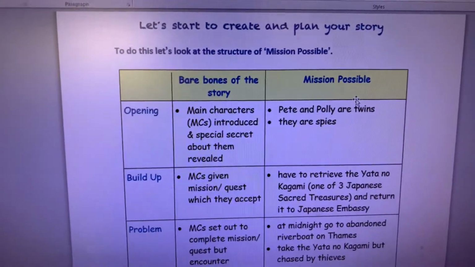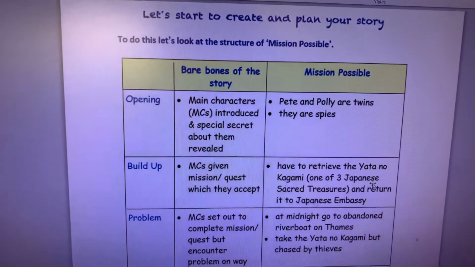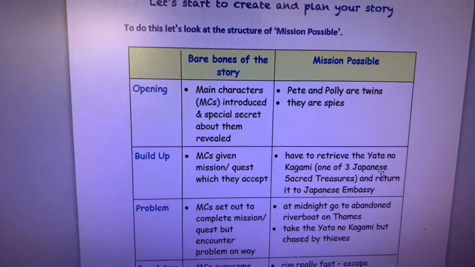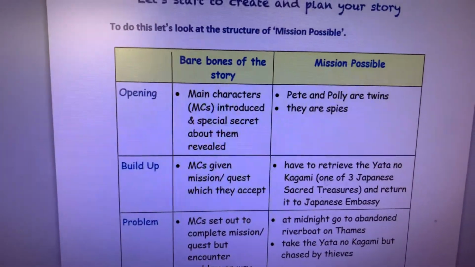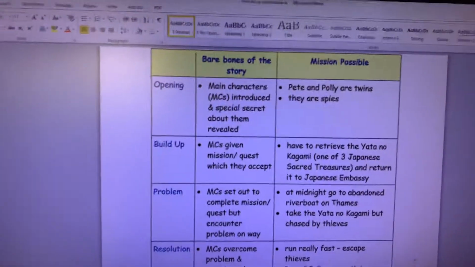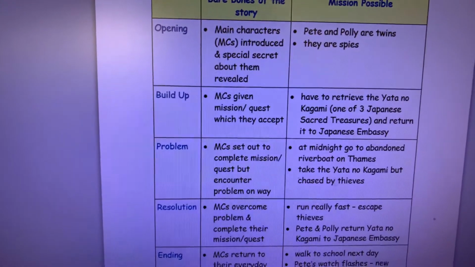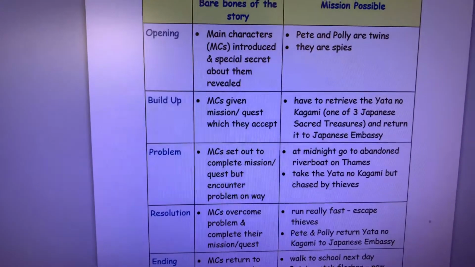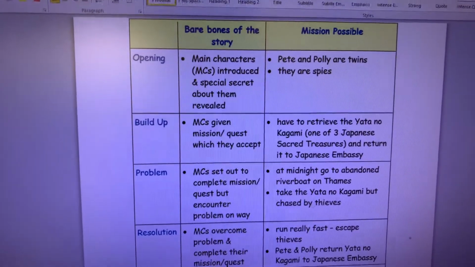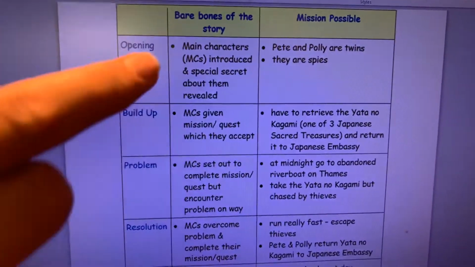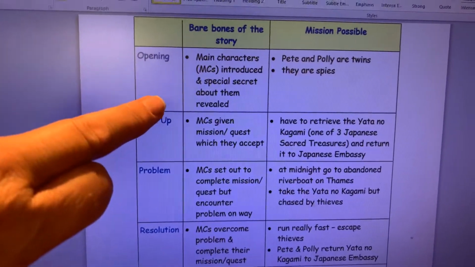So here we go. First of all, this is how sometimes you can box up ideas about stories. If I show you this one, okay, with a story you always need an opening first, a build up, a problem, how that problem is resolved, and what happens at the end. So when you have your opening, this tells you what you need to include in your opening part of your story.